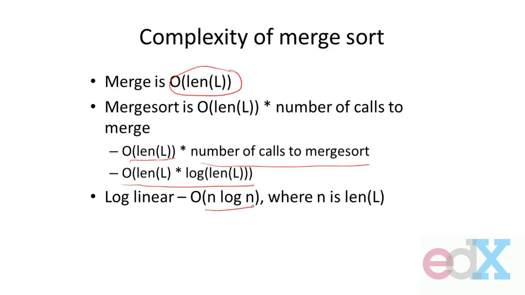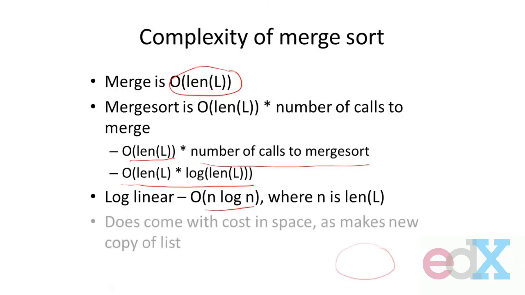It's order n log n, where n is the length of the list. And that really does say, fantastic. I've gotten now a very efficient algorithm, an n log n algorithm. Should note, it does come with a little bit of a cost, and the cost is in space, as it has to make a new copy of the list, but other than that, it's really very cool. And that's wonderful.